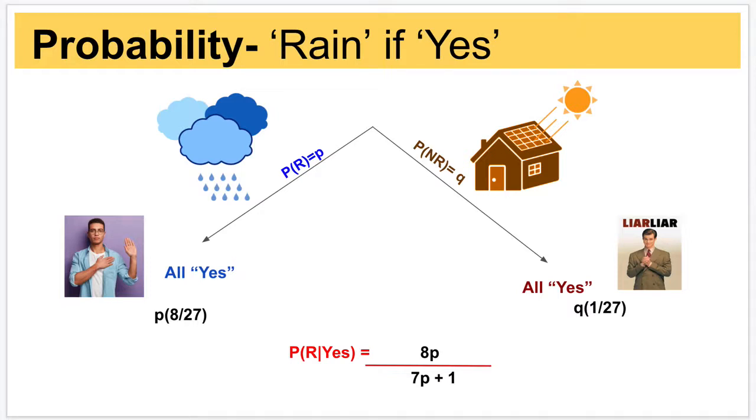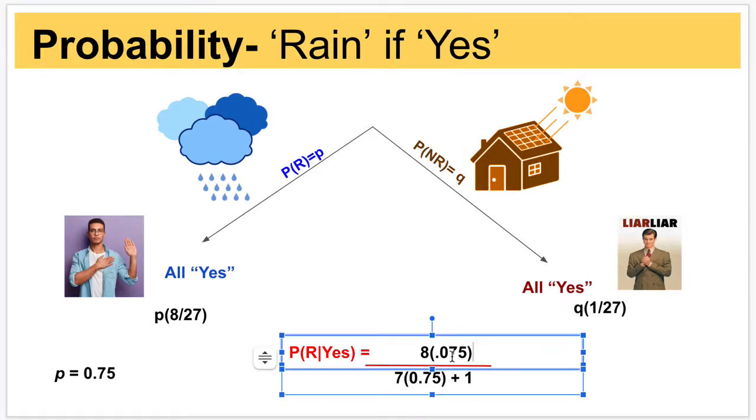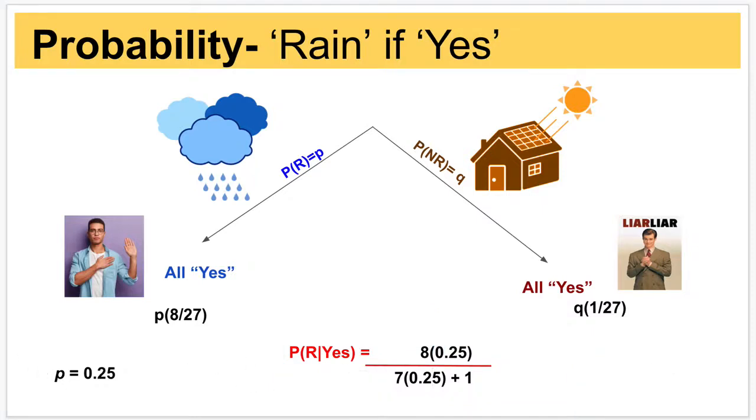And if we knew the probability of raining, we could simply substitute that into the equation. So if we had a probability of raining of 0.25, then we could substitute that into our formula here, and we would get the probability of raining given that it's all yeses, and that amounts to this formula, and finally 0.72. So there is a 0.72 probability that it is raining if they all say yes.